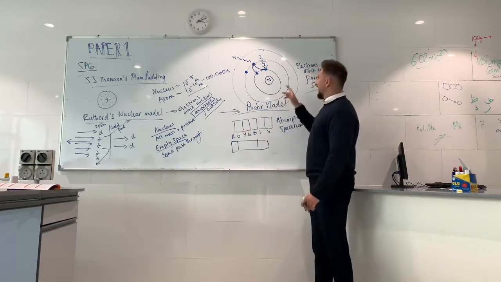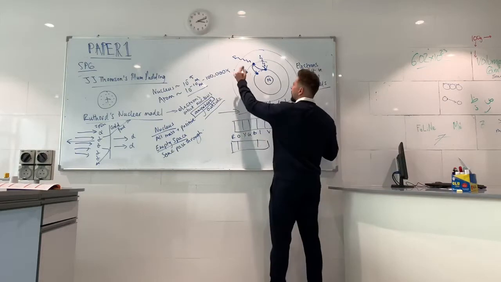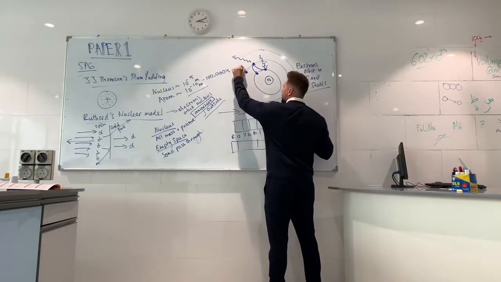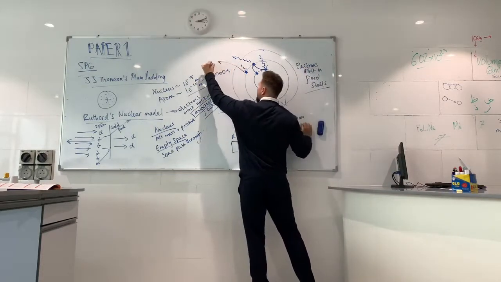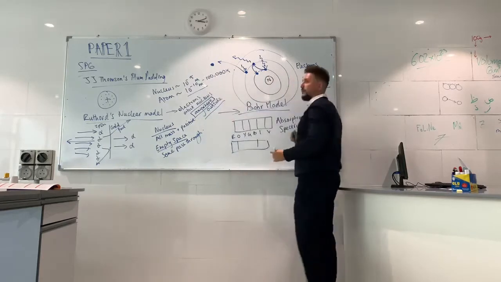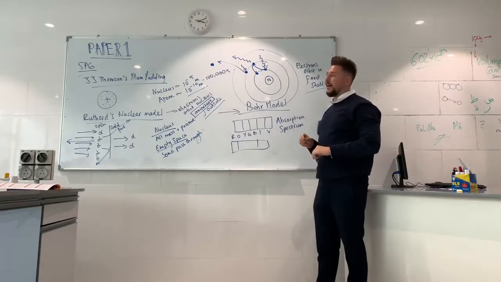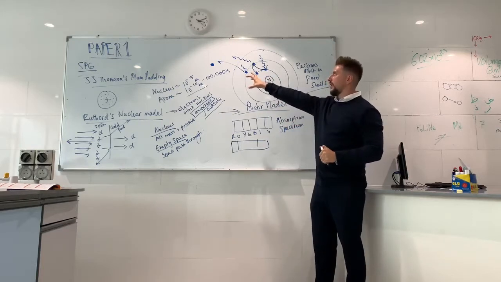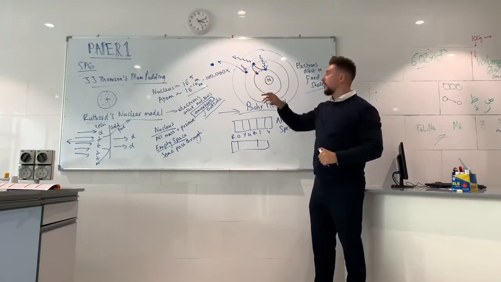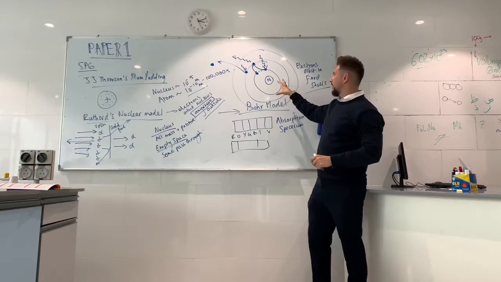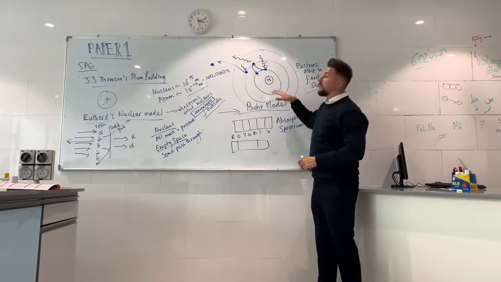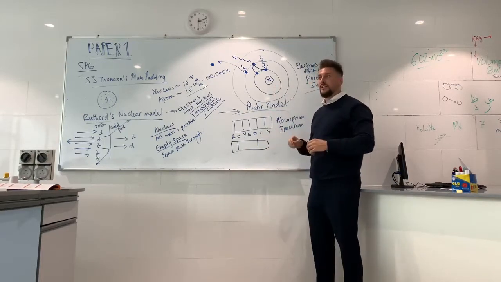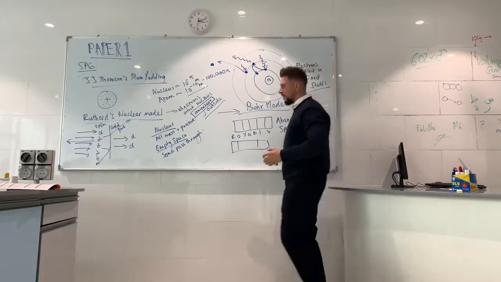If an electron gains enough energy that it doesn't just jump to the next shell, it actually leaves the atom. That is called ionization. If you ionize an atom, you've lost an electron. That particle can go on and cause ionization elsewhere. You're left with a positive ion, and hence it's called ionization. And they're the three models.